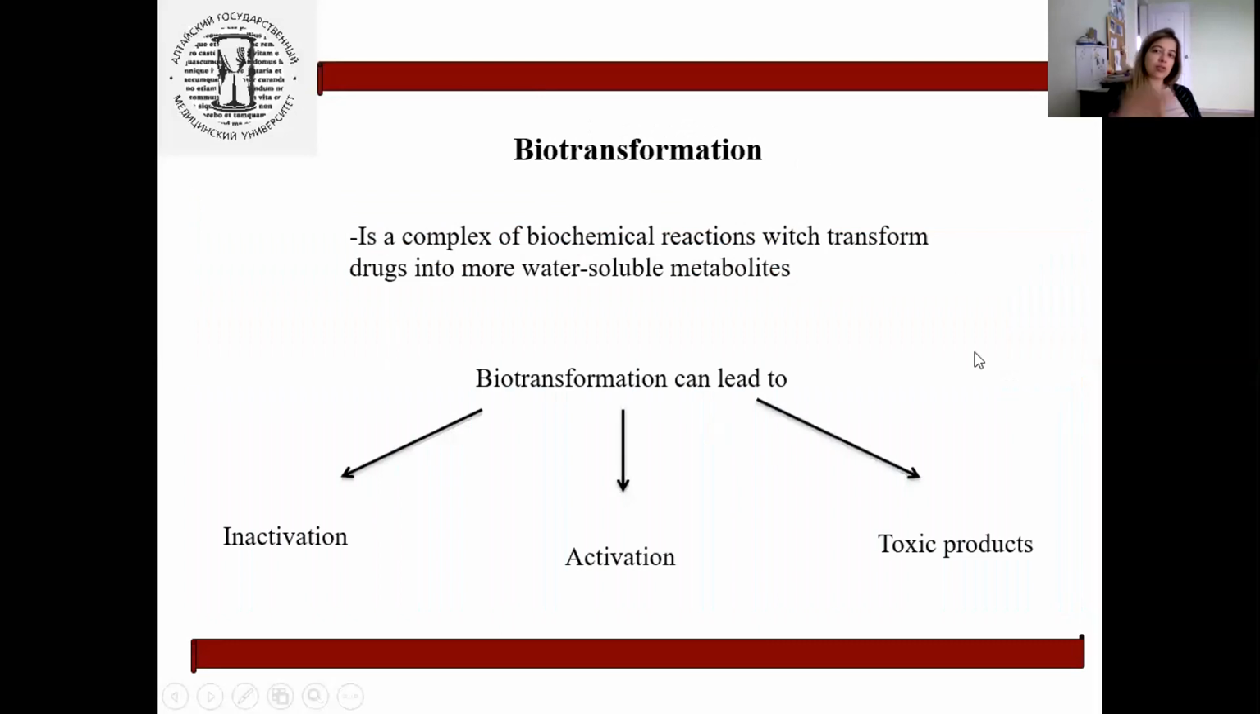What happens then? I told you about degradation, the biotransformation in the body. Yes, this is a complex of biochemical reactions which transform a drug into more water-soluble metabolites. But why does it happen? Because our body wants to excrete. Water-soluble metabolites of the drug are easier to excrete from the kidneys. But biotransformation can lead not only to inactivation of the drug, but also sometimes to activation and sometimes even to toxic products. It depends on the chemical nature of the drug.